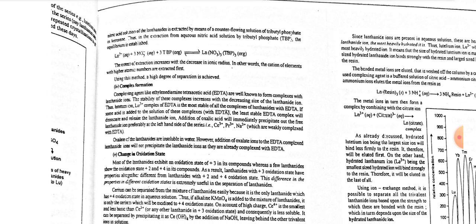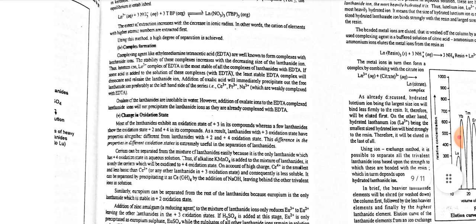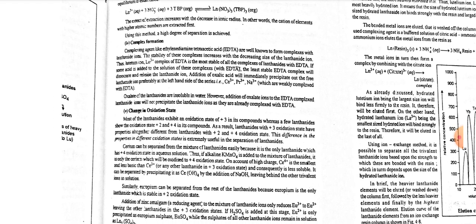Complex formation. Complexing agents like ethylenediaminetetraacetic acid are well known to form complexes with lanthanide ions. The stability of these complexes increases with the decreasing size of the lanthanide ion. Thus, the lutetium Lu3+ complex with EDTA is the most stable of all the complexes of the lanthanides with EDTA. Adding acid to the solution destroys the less stable EDTA complexes.